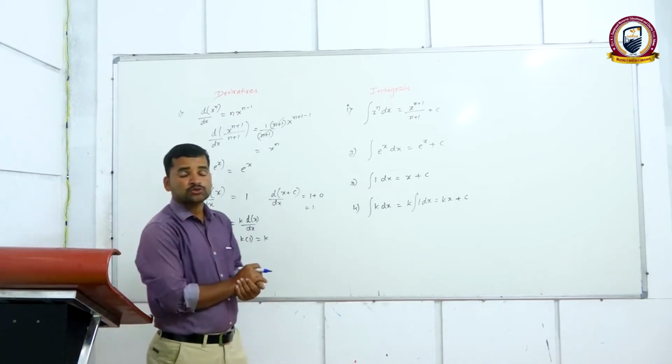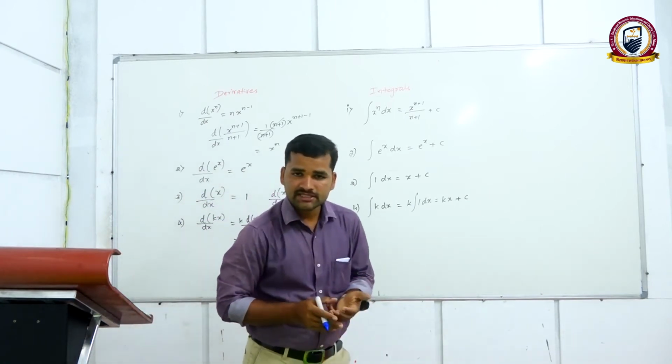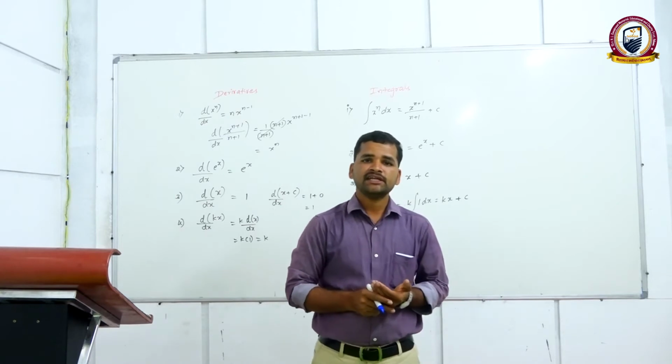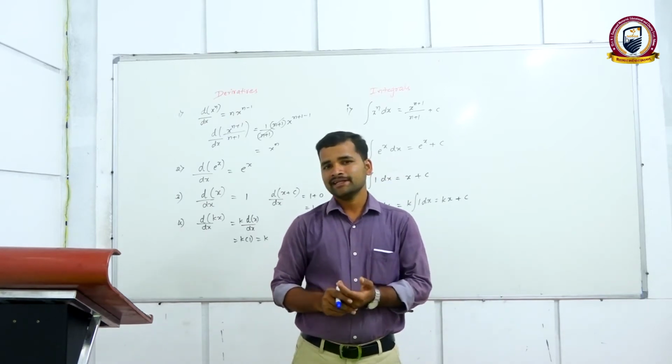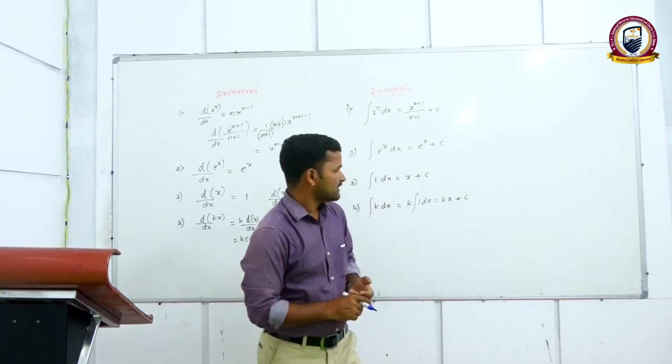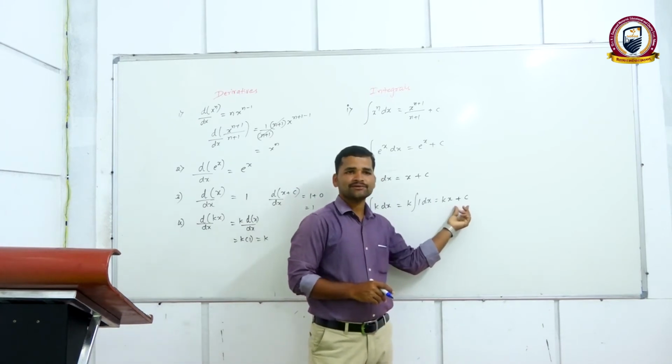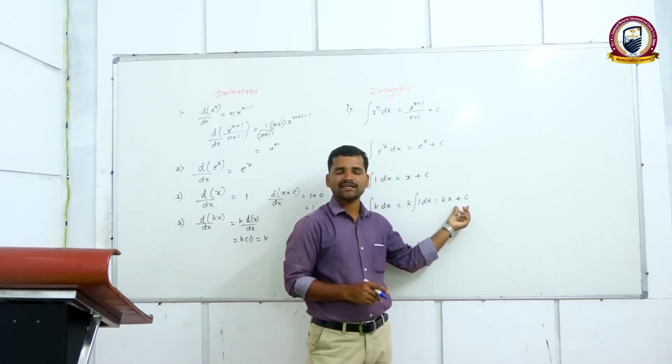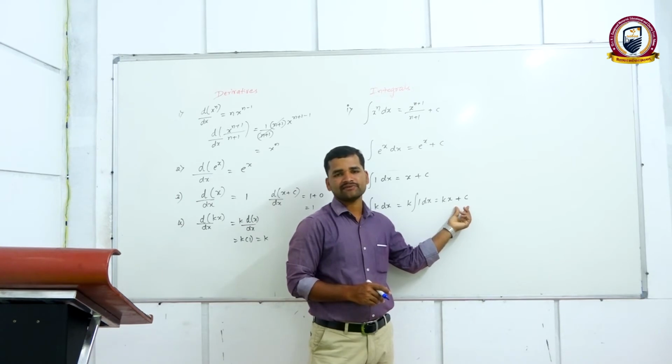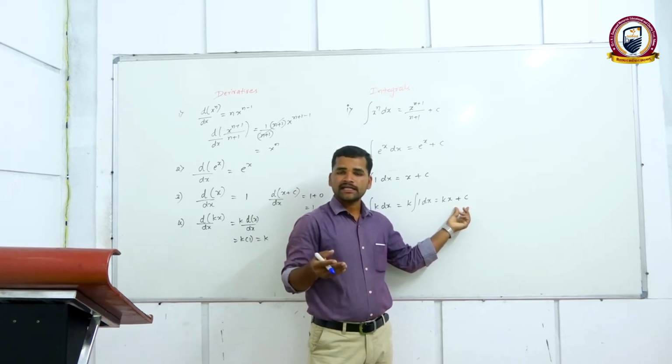There are two types of integrals also. That is, one is definite integral, another one is indefinite integral. What is indefinite and what is definite? Indefinite means c value we don't know. C can take any real number here. So such type of integrals we call indefinite integrals.